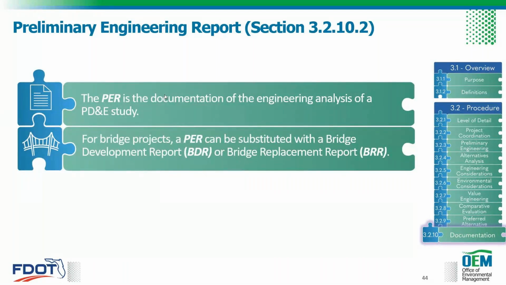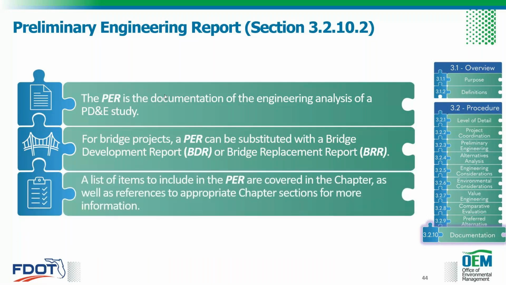As Tali mentioned, for bridge projects, a PER can be substituted with a bridge development report, a BDR, or a bridge replacement report. Don't see that too often. The PER is a pretty comprehensive document, but it can be done. A list of the items to include in the PER are covered in the chapter, as well as references to appropriate chapter sections for more information. So when you're developing your PER, this is really where you need to go to double check that you've accounted for everything that was incorporated into the chapter. It'll point you in the right direction.